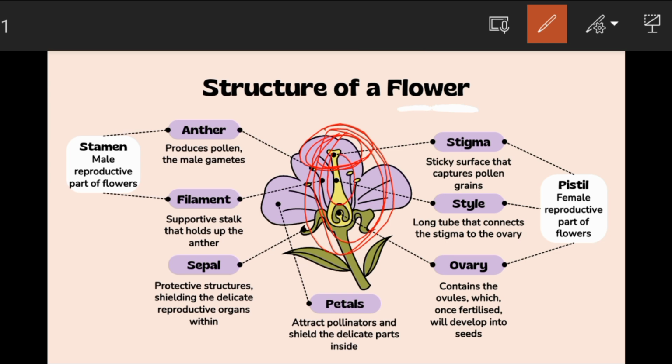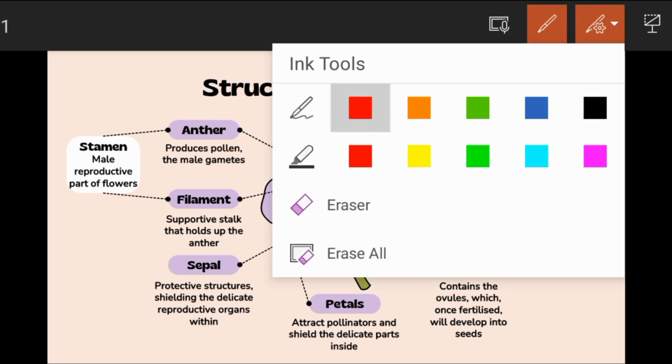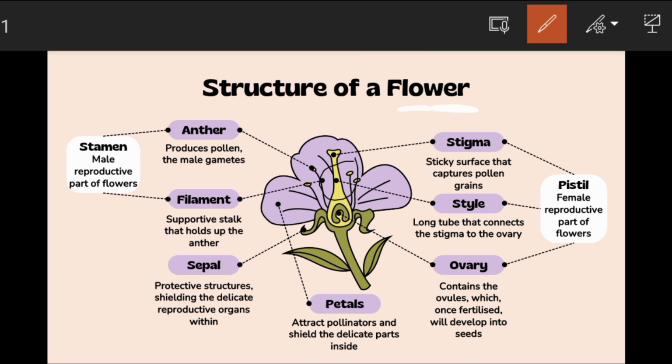Then you can see here a stalk-like structure, a long tube that connects the stigma to the ovary. This is the ovary, which has an oval-like shape. So the style connects the stigma to the ovary. Now the next part is the ovary. The ovary contains a number of ovules. When fertilized, ovules develop into seeds, and the ovary when fertilized develops into fruit.